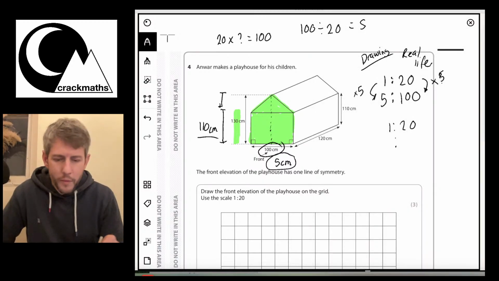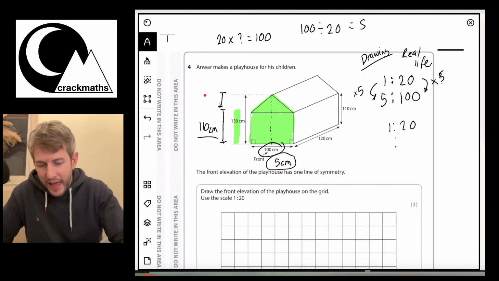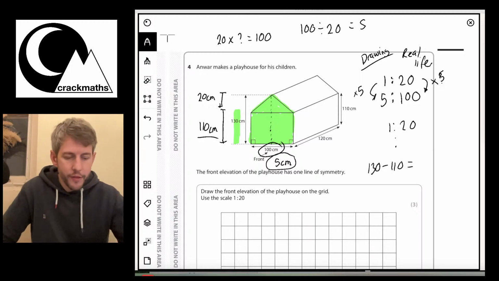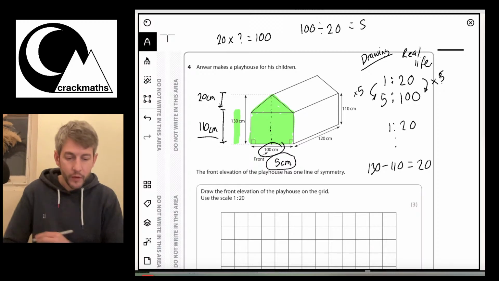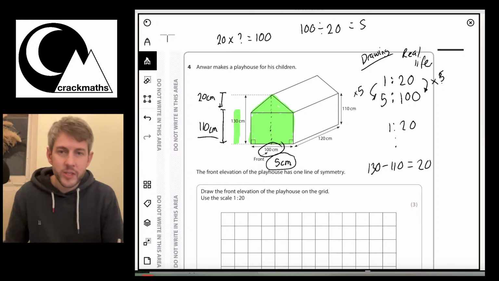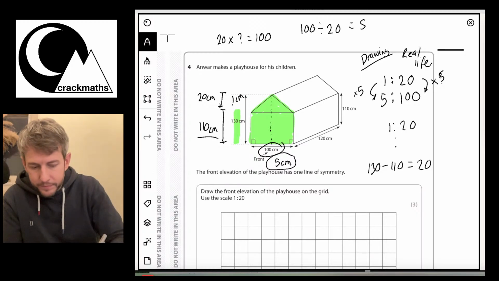Let me just move it off the screen when I'm not using it. Okay, so what we've got here is, if this bit is 130 and here to here is 110, this bit has to be 20 centimetres. And I worked that out by doing 130 take away 110. And I know that that equals 20. Which incidentally, I know straight away that 20 centimetres is 1 centimetre. So I can say that this bit here, the peak, is going to be 1 centimetre.